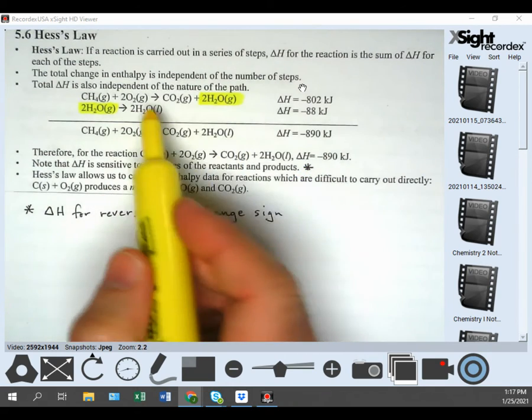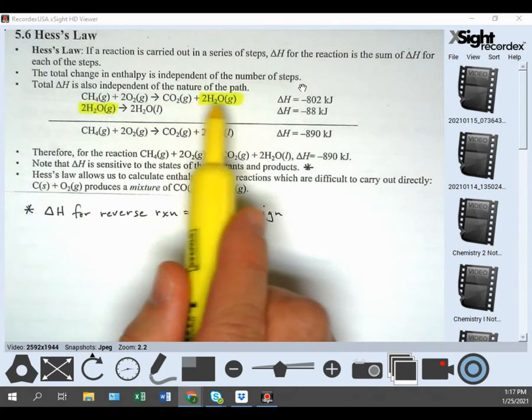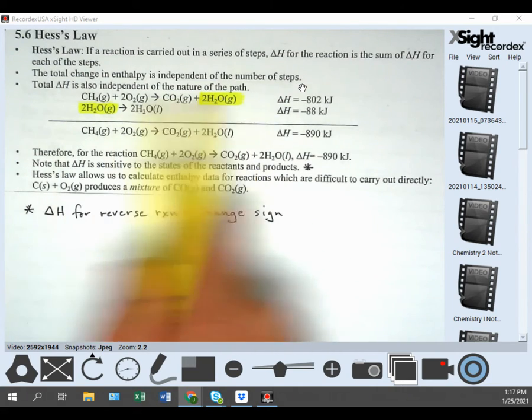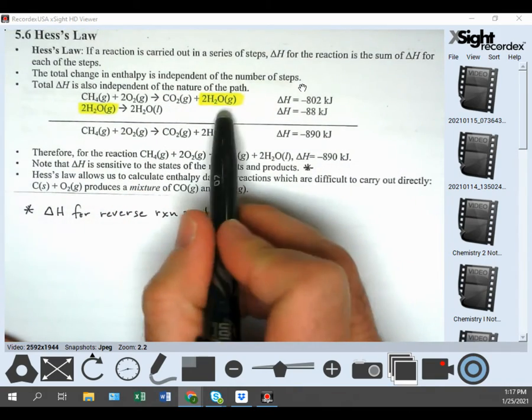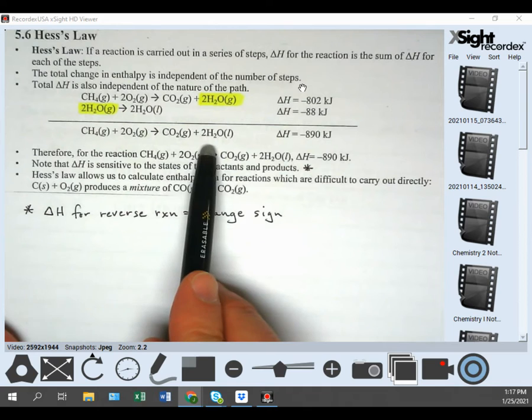Okay? Because the first one, when it occurred, you got CO2 gas and H2O gas. But then that H2O gas turned into this. So essentially what you're doing is you're substituting this product in here for this. Does that make sense?